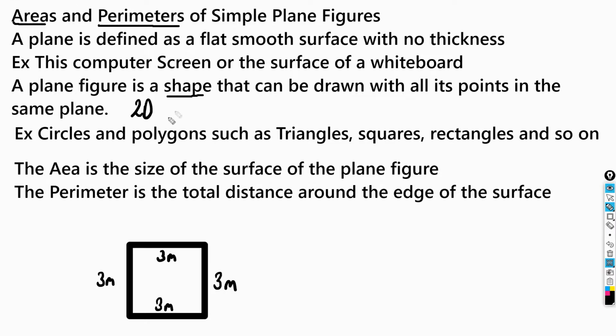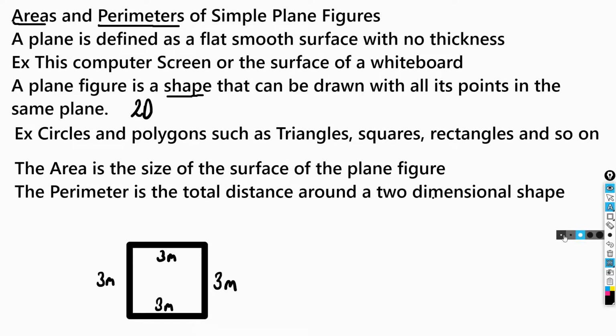So an example is circles, polygons such as triangles, squares, rectangles, and so on. So we're going to be looking at a lot of polygons, guys. A whole lot. Rhombus, the trapezium, all types. So we're going to be looking at a lot of different shapes, okay?